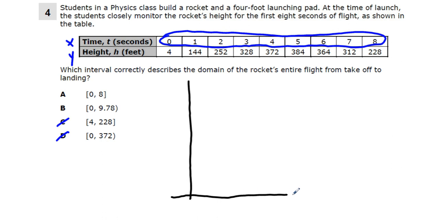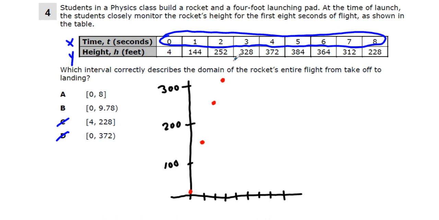that's launched from 4 feet here, and it goes up, and we can look at the height here. We'll say 100 feet, 200, 300, and then the time, we have 1, 2, 3, 5, 6, 7, 8 seconds. We can chart where it goes. At time equals 0, we have 4 feet of height, so it'd be about right here, just barely off the ground. At 1 second, we have 144 feet, so we're going way up here. At 2 seconds, we have 252, so we're still going quite high. At 3 seconds, we have 328, so that would be about right here.